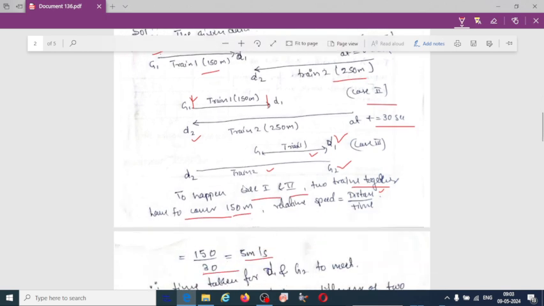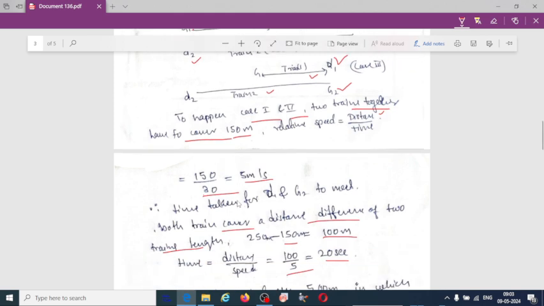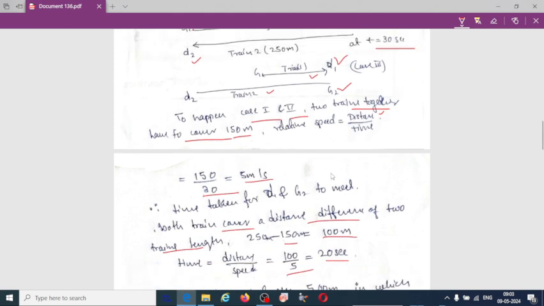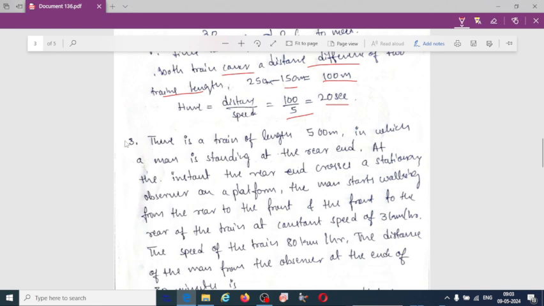So like that you have to represent graphically and then you can solve the given problem. You can find out the distance or time covered with the help of the speed of the object or the train. So second question.